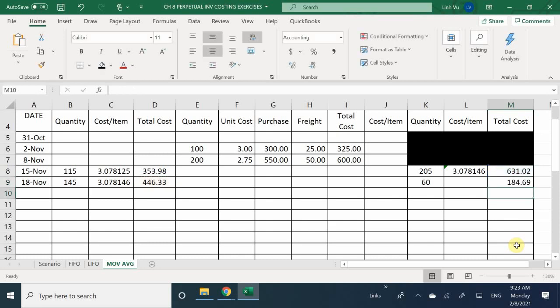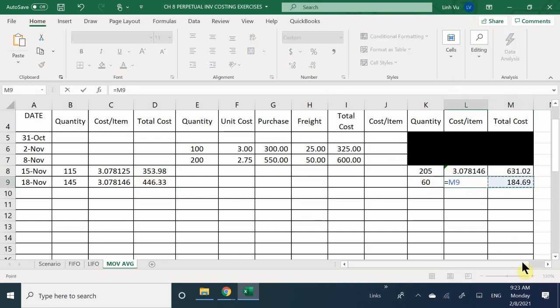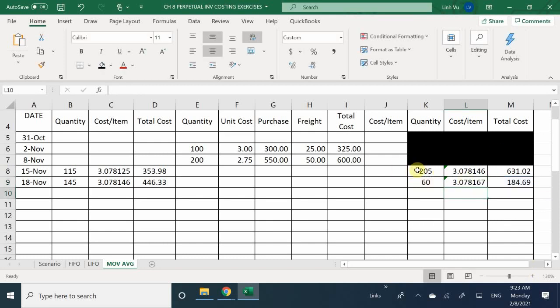184.69, and good. My calculation is correct. So then what is my new average cost per item? 3.078166. Okay, so again, it changed by 10,000th of a penny. All right. Okay, so let's keep moving along.